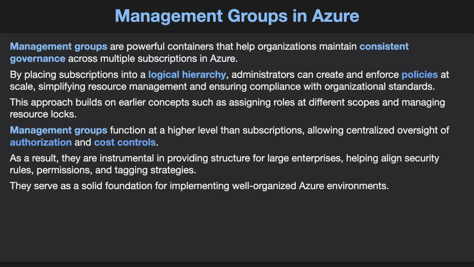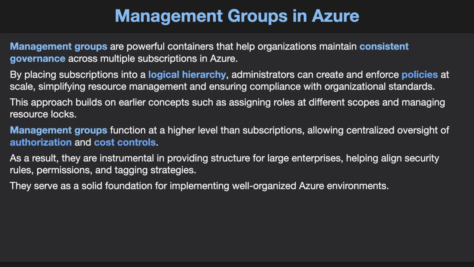Management groups are powerful containers that help organizations maintain consistent governance across multiple subscriptions in Azure. By placing subscriptions into a logical hierarchy, administrators can create and enforce policies at scale, simplifying resource management and ensuring compliance with organizational standards. This approach builds on earlier concepts such as assigning roles at different scopes and managing resource locks. Management groups function at a higher level than subscriptions, allowing centralized oversight of authorization and cost controls.